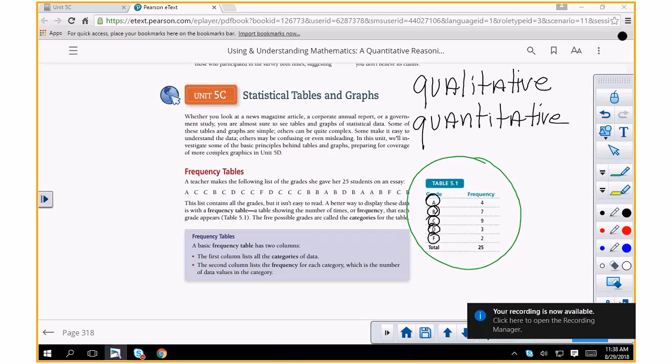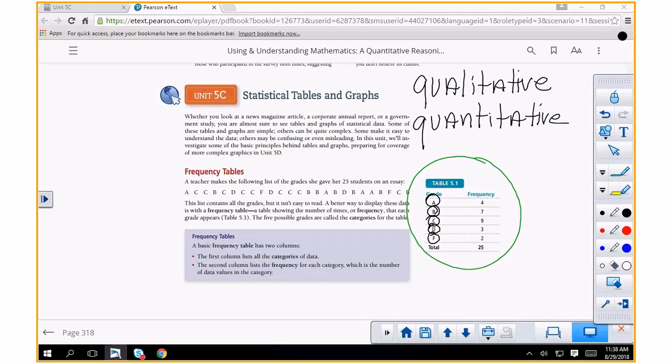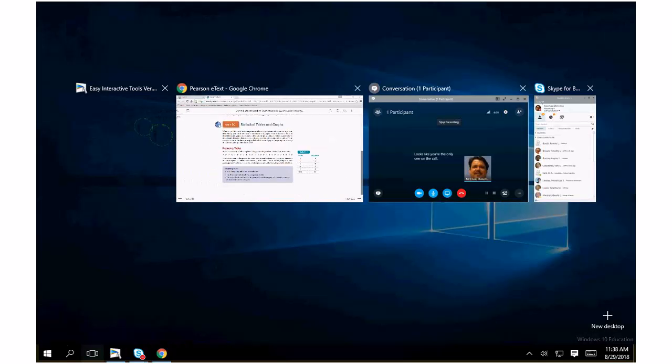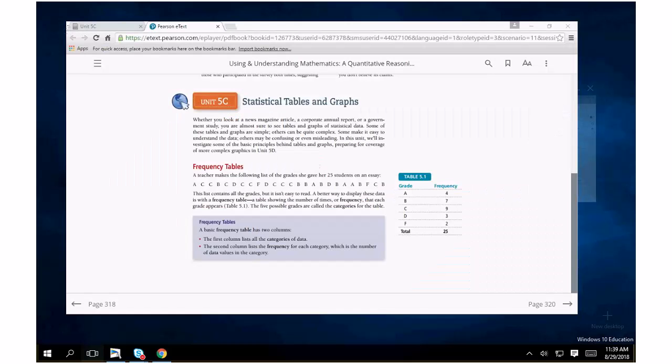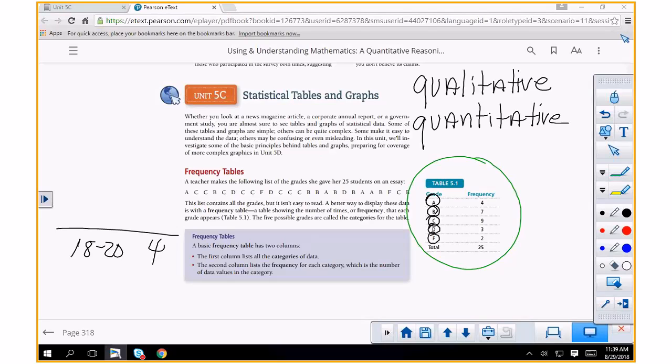This would be qualitative data. Quantitative data would be 18 to 24. Okay, whatever. 21 to 24, 3. 25 to 27, 8. Okay, I'm just making those up.